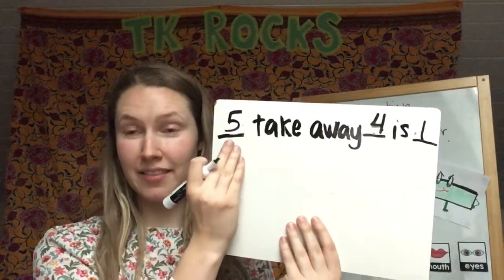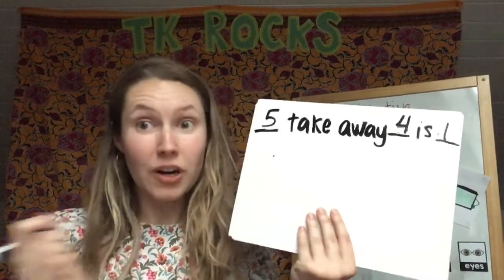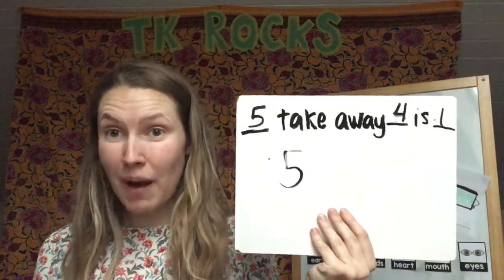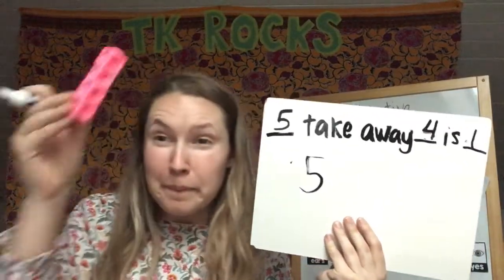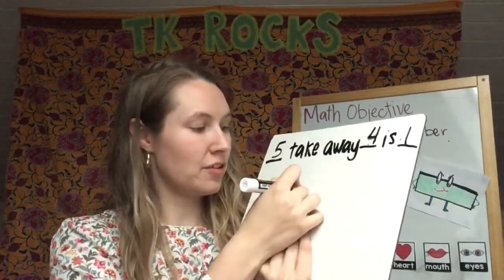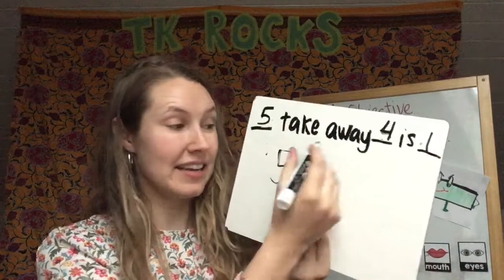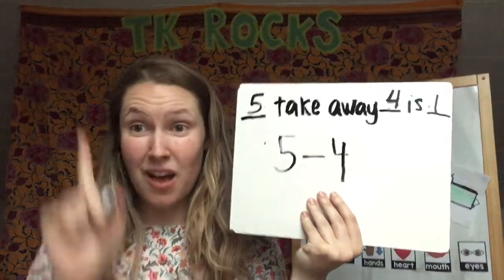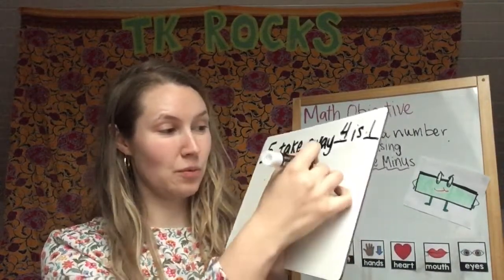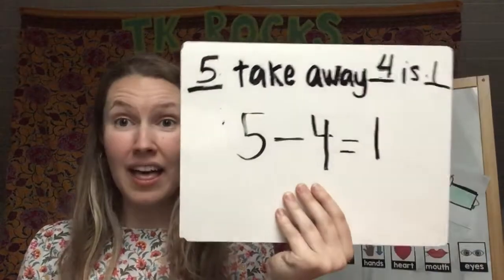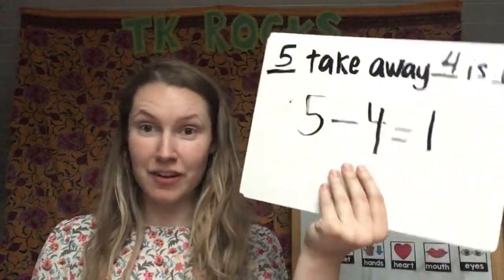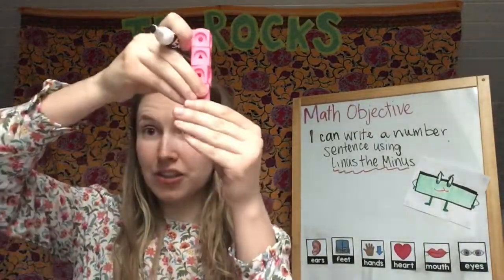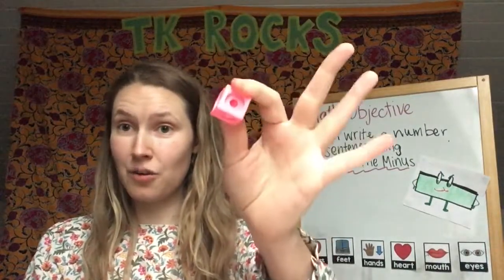Well, how many did I start with? I started with 5. And then how many did sneaky Linus the Minus take away? He took away 4. So he snuck in there, Linus the Minus snuck in there, and he took 4. And then I was left with 1. I was left with 1. So there is my second number sentence for Linus the Minus. And I showed you how I started with 5. Linus took away 4, and I was left with 1.